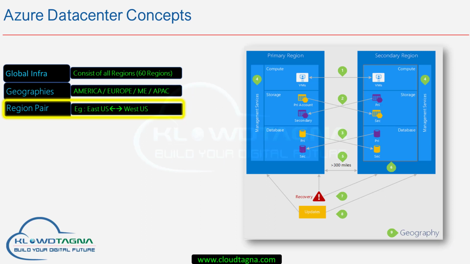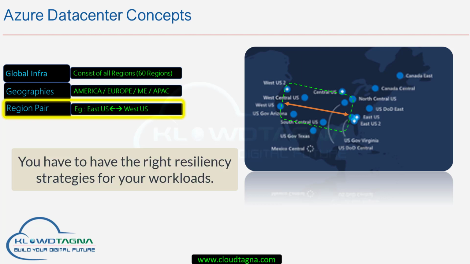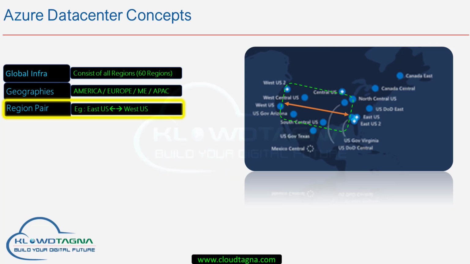Now it's very important to understand the region pair. In order to support regional data center outages, every region is paired with another region within the country. In this example, East US is paired with West US and West US is paired with East US. So in case of any regional failure on the East US, as long as you have the right resiliency strategies, you can run your workload from the secondary region in case of any disaster triggered on the primary region.